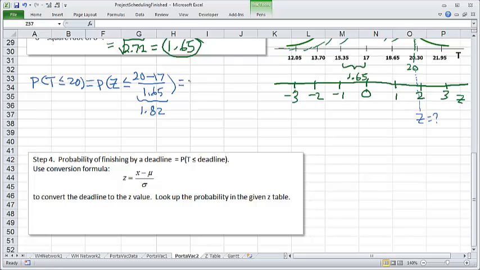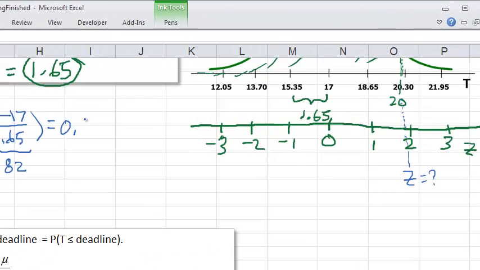So here it was 0.9656. So this is our answer. So we could say we have about a 97% chance of finishing by the deadline of 20 weeks.